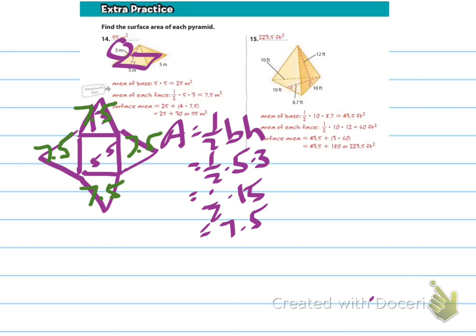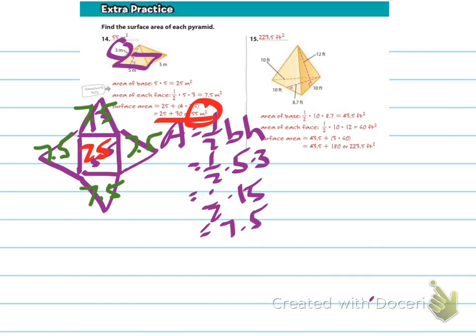And then in the center, I've got my 25 meters squared. And so I need to add all of these together. It's going to be the 25 plus 4 times 7.5, and we get 55 meters squared. And that's our final answer.